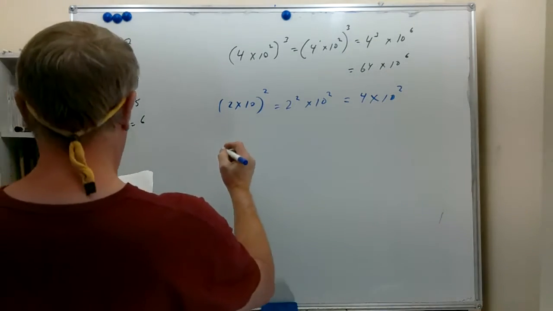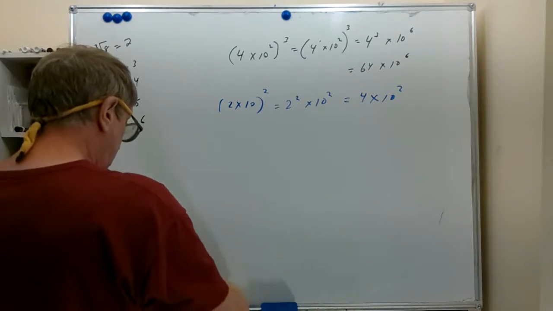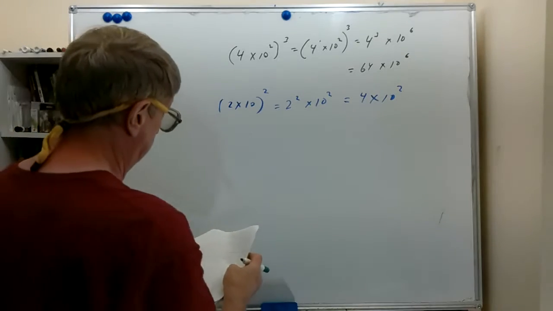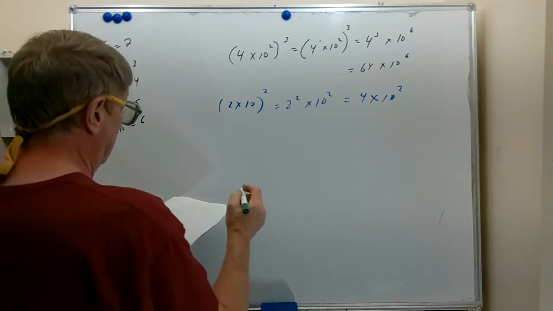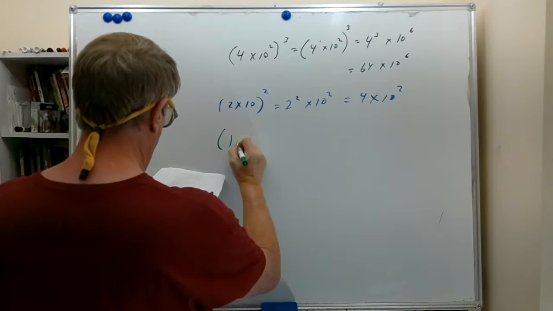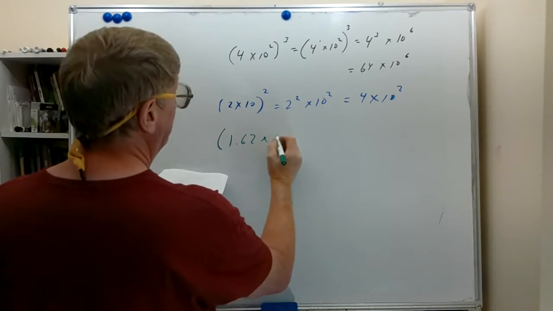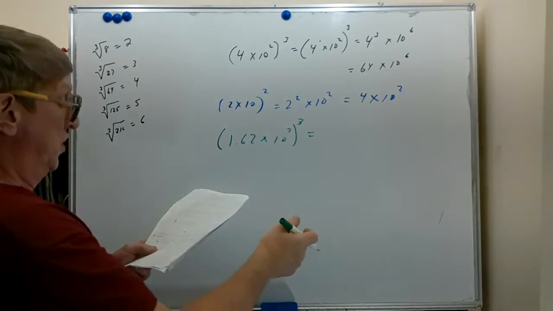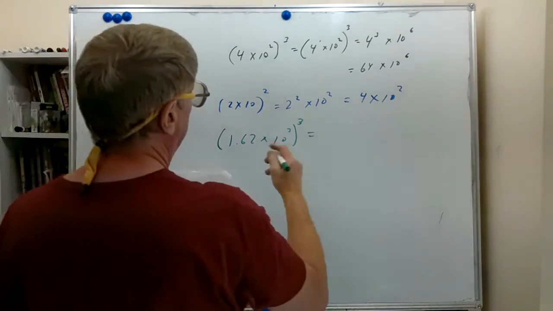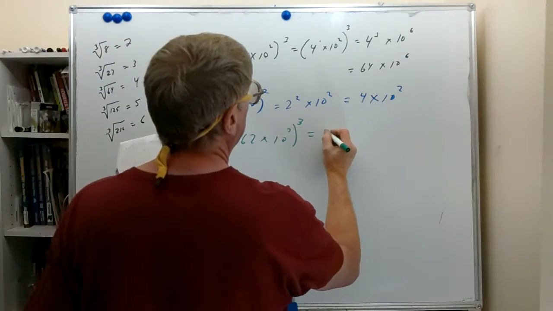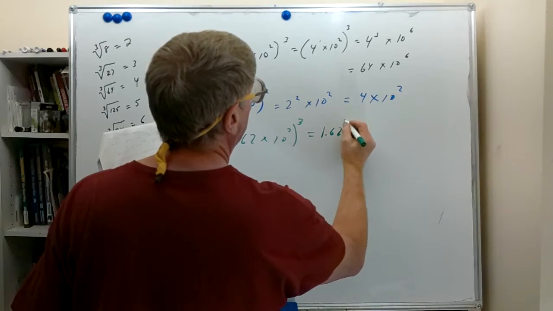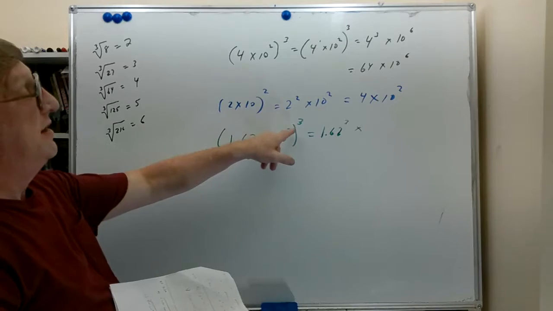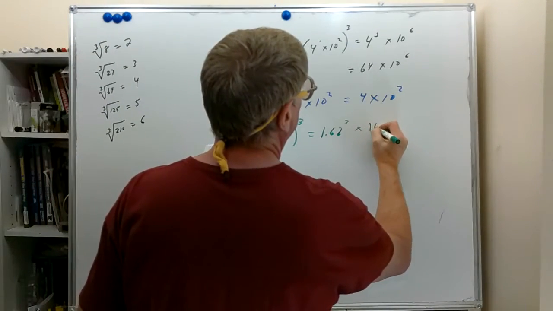Do another one of these here. Roots, powers. The power really is a root, but it's a fractional. The root really is a power, but it's a fractional power. 1.62 times 10 cubed, quantity cubed. Well, 1.62, we bring the exponent in. The exponent is now 1, but multiply times 3, 1.62 cubed. Now we bring the exponent in for the other factor. The exponent is already 3. 3 times 3 gives 9. 10 to the 9th.